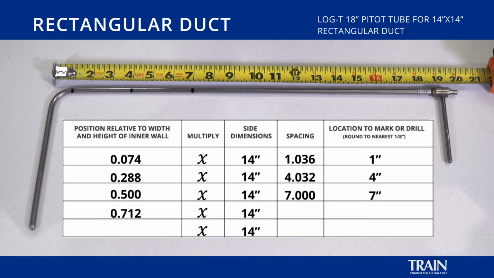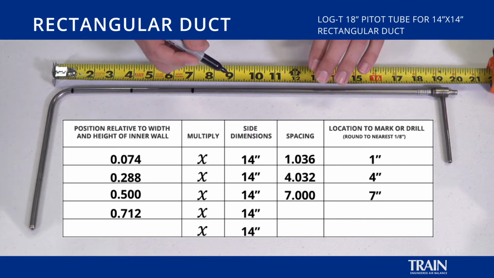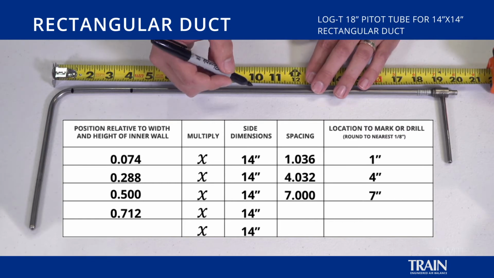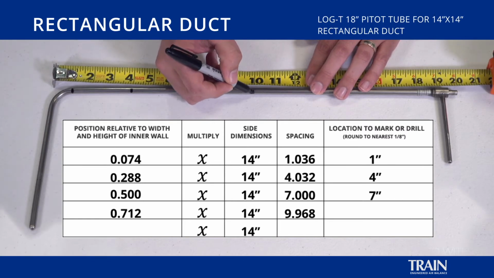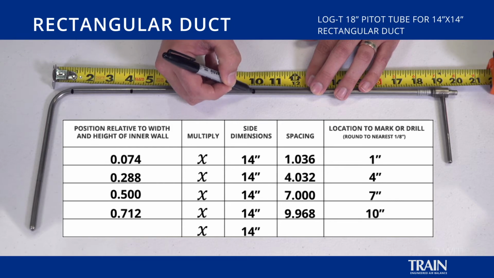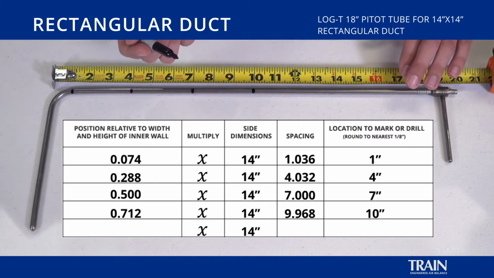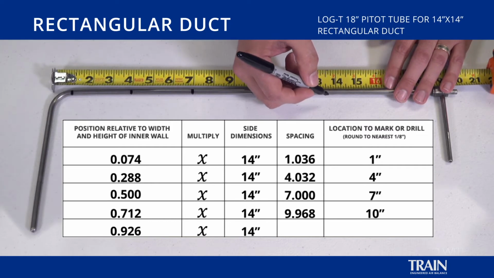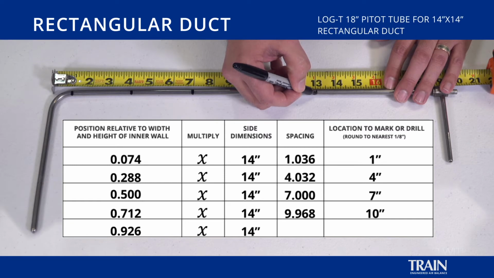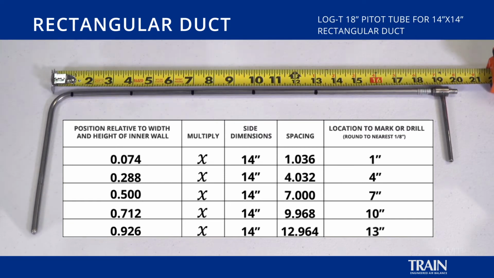Next is a factor of 0.712, which gets, again, multiplied by 14 inches and results in 10 inches on the pitot tube. And finally, our last factor of 0.926 multiplied by 14 inches gives us a measurement of 13 inches on the pitot tube.